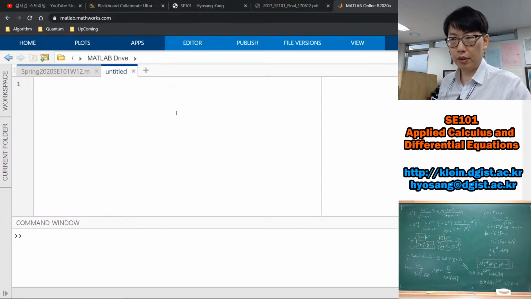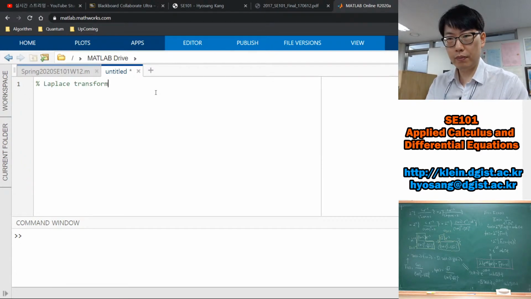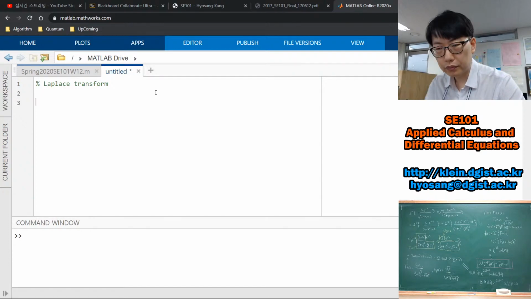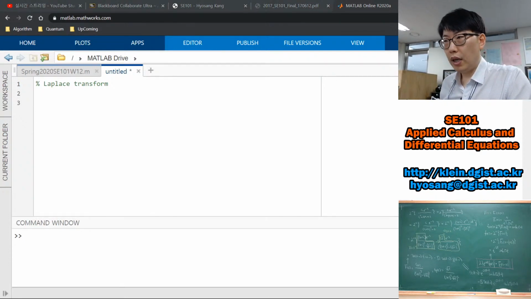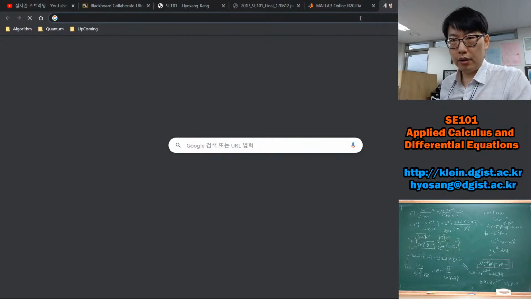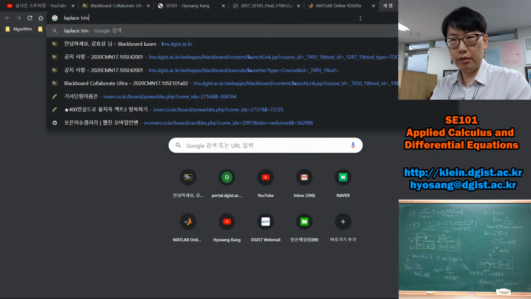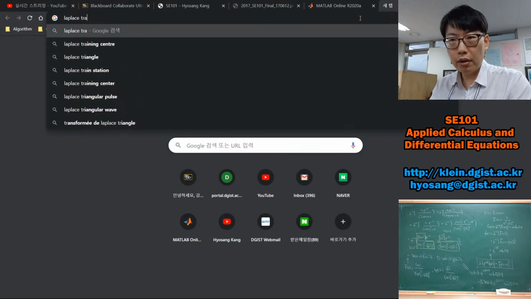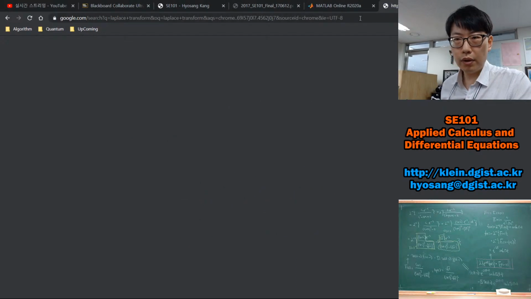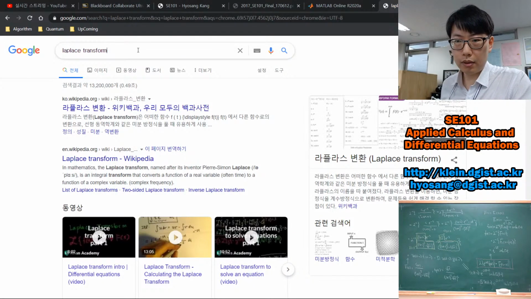Okay. So here, Laplace transform. Frankly, I have to search for it again. Laplace transform. MATLAB.